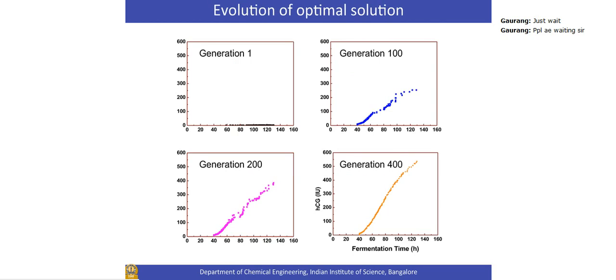So when we have our random solution, initially, what we are seeing here is the operating time on the x-axis and the product produced on the y-axis. Initially, randomly generated solutions give us very little protein. And as we go on refining these solutions, 100 generations, 200 generations, 400 generations, we now see a lot of protein and corresponding operating time.